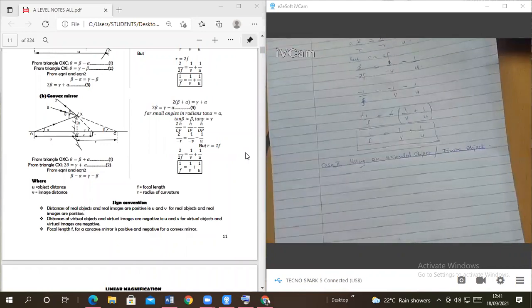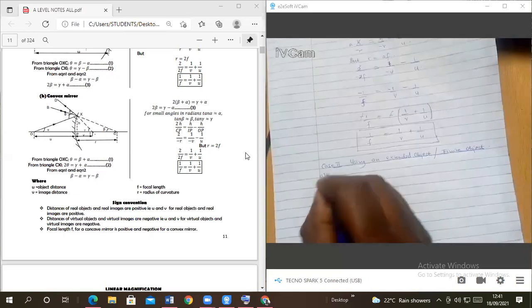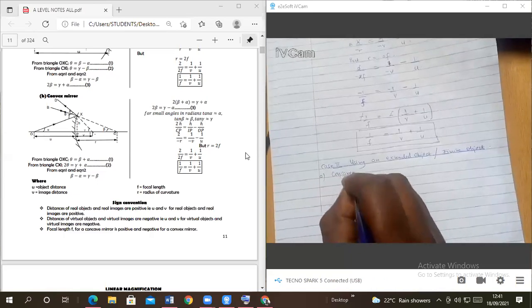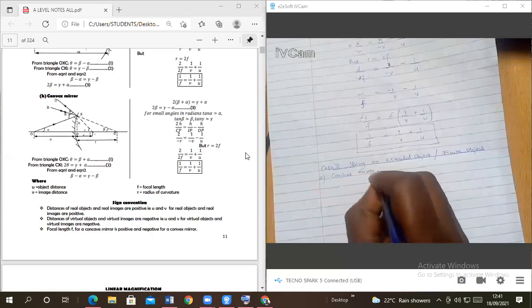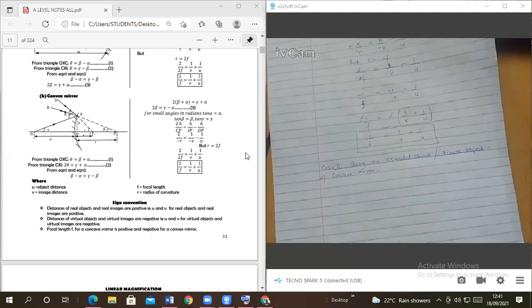Finite object. So there we are going to consider a ray of light from an extended object falling onto a concave mirror. So part A, we're using a concave mirror. An object is an extended, or finite, object, and we shall consider a ray of light from that finite object falling onto a concave mirror as shown in the diagram below.